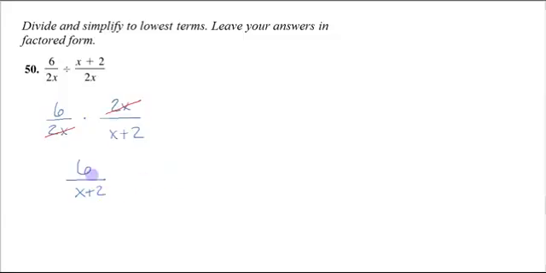Now can I cancel the 2 into 6 and make that 6 a 3? No, I can't, because that 2 is attached to this x by addition, not by multiplication. We can only cancel things that are being multiplied, not things that are added and subtracted. So that is the final answer.